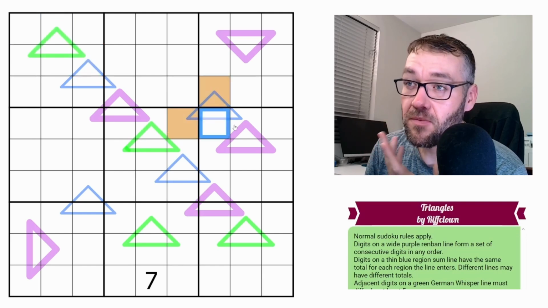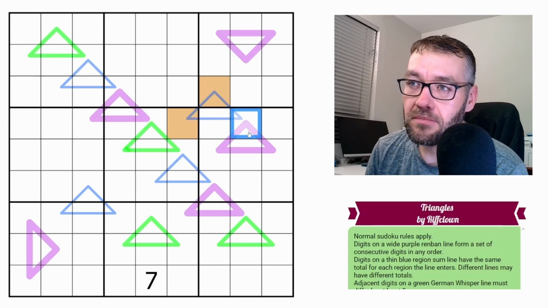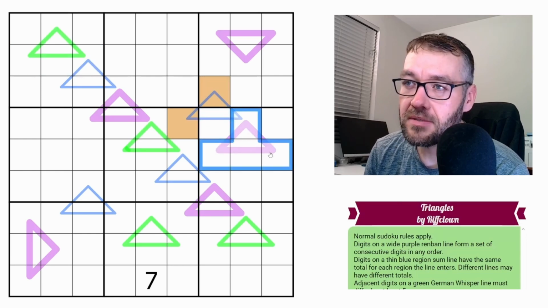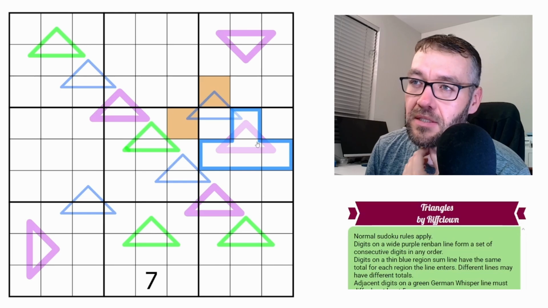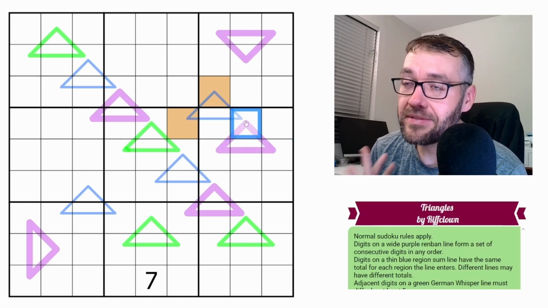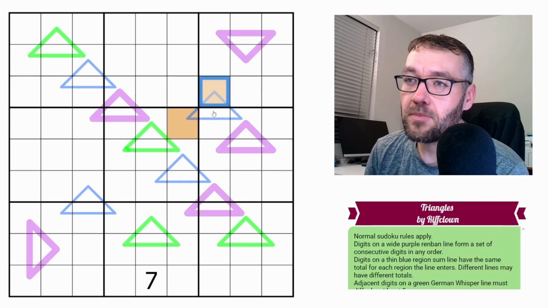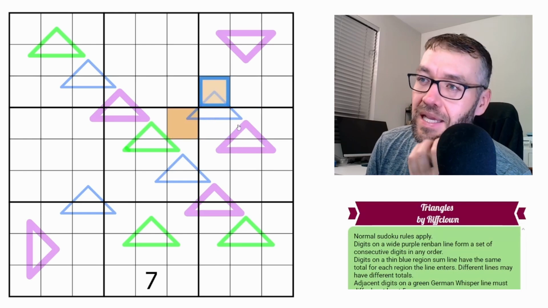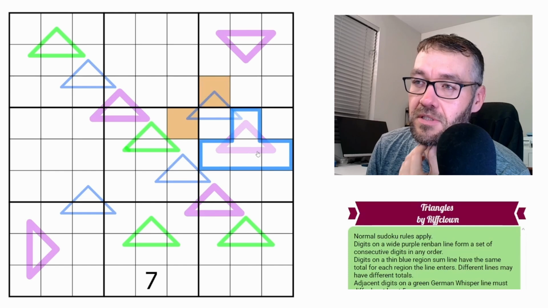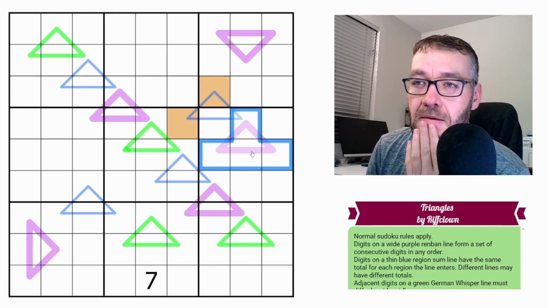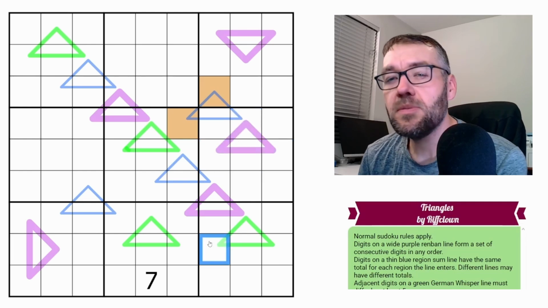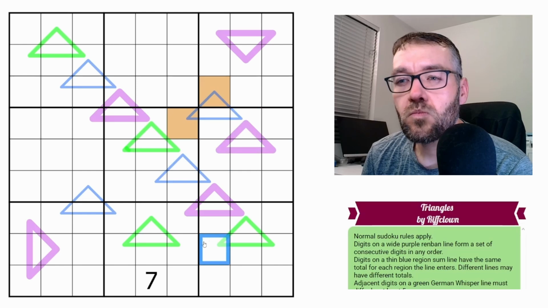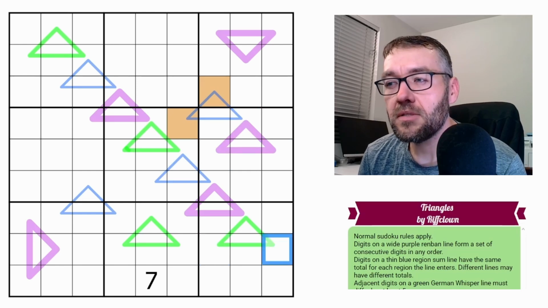We know these have to be at least 3, but that means this could be a 1. This could be 1, 2. So this could be almost anything. At most, this could be an 8, because it could be 8, 1, and these would be 9. But again, that leaves almost any number available for this Renban line. Should I color the German whisper lines? Normally I would color these.